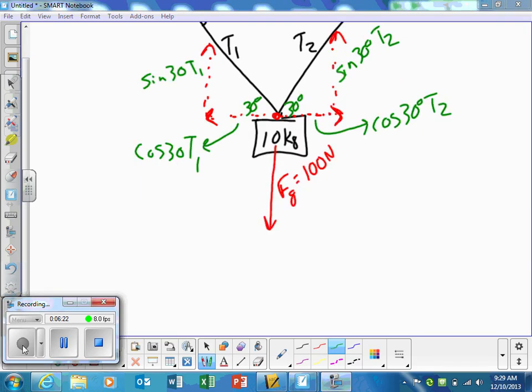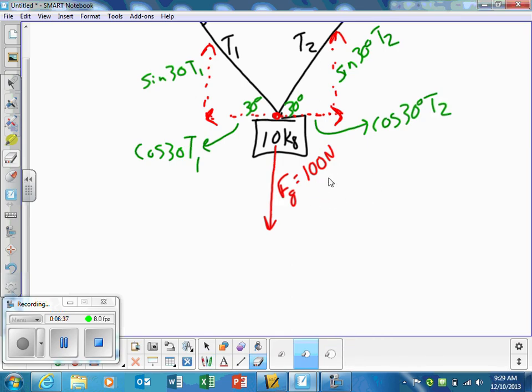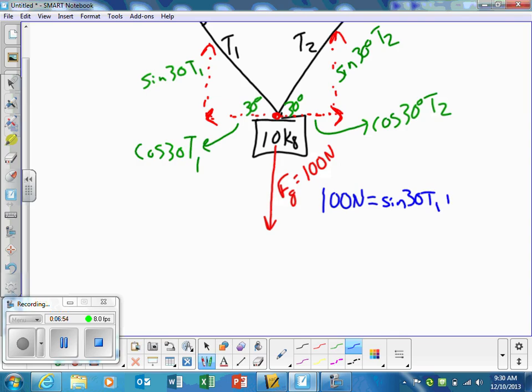Okay, so now we can work with this. So now we have to write some definite equations. So we know that 100 newtons is equal to, but in the opposite direction of, what two parts are going to be equal to that? It's going to be the sine of 30 T1 plus the sine of 30 T2.